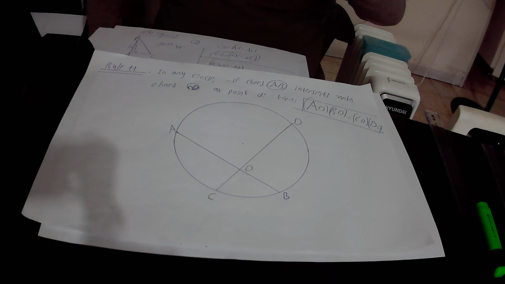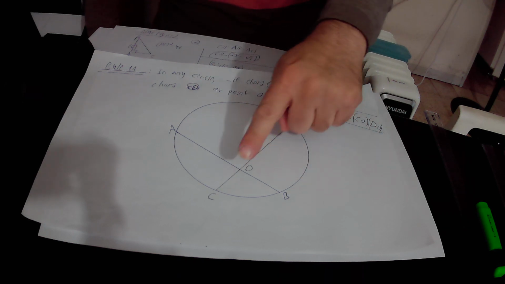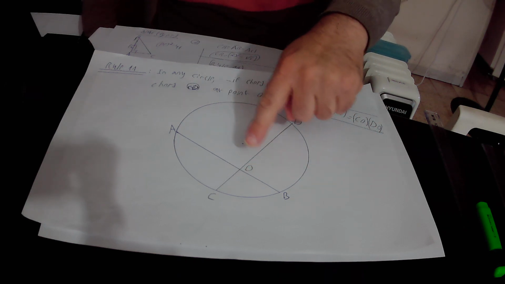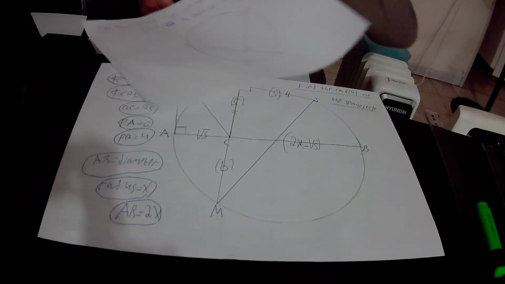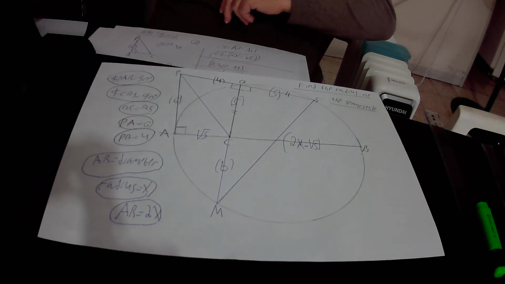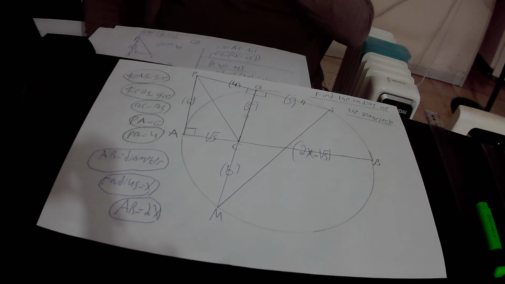Whenever you have two chords that intersect with each other inside the circle, the following equation will be true: AO times OB equals CO times OD. We can actually implement rule number 11 in our drawing. Why? Because in our drawing, we also have two chords that intersect with each other.